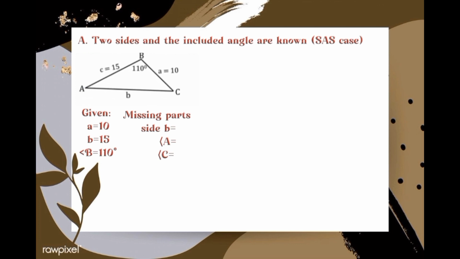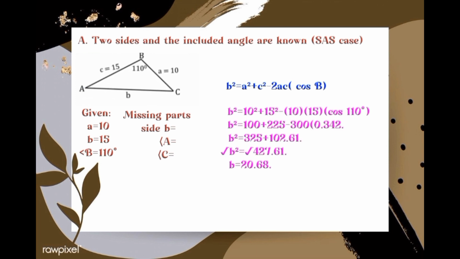So since the missing part is the side B, the formula we will use is B squared is equal to A squared plus C squared minus 2AC multiplied by cos B. So what we will do is substitute the values of the given numbers into the formula. So we have B squared is equal to 10 squared plus 15 squared minus 2 times 10 times 15 times cos 110 degrees.